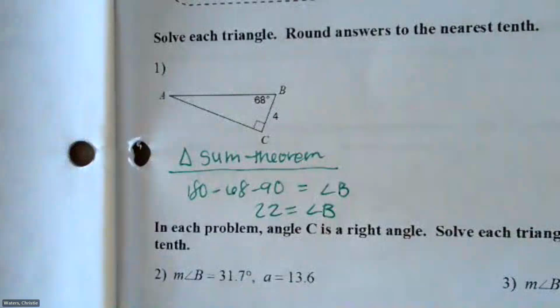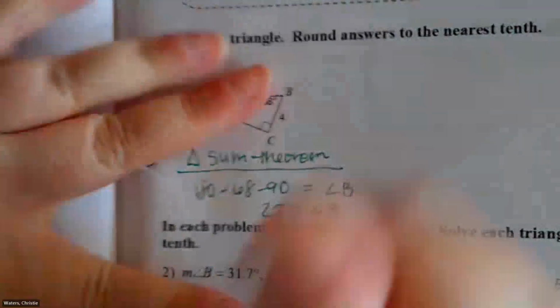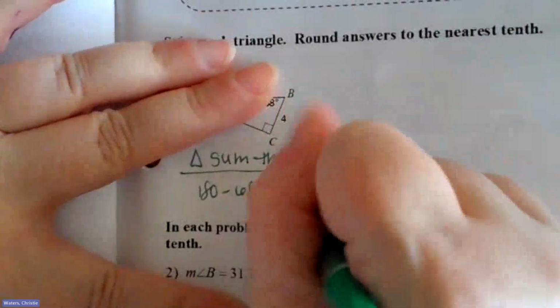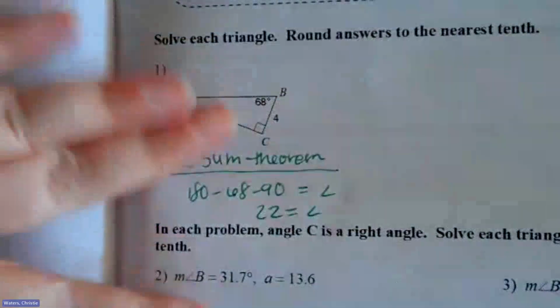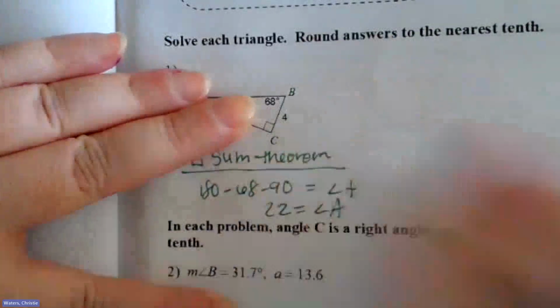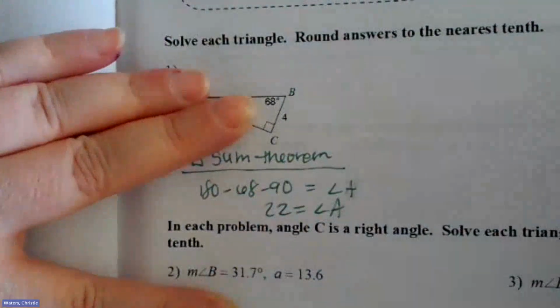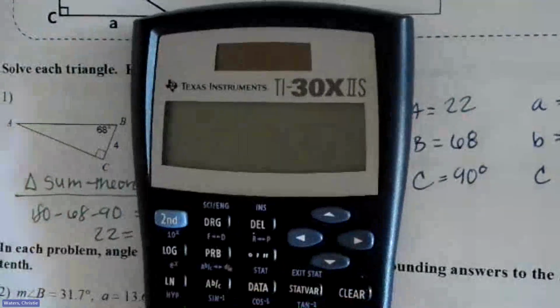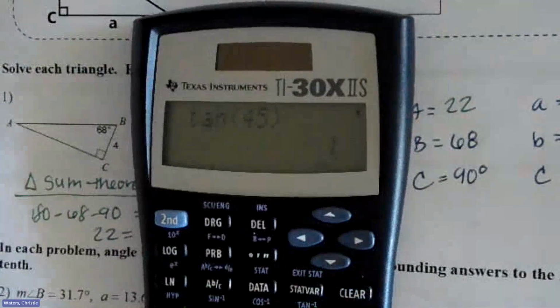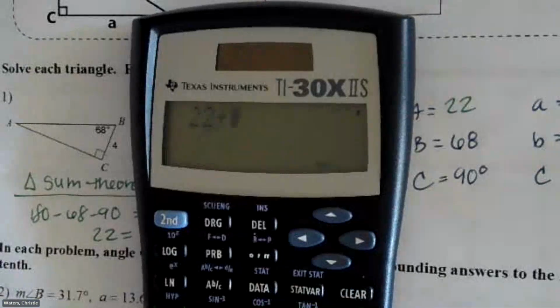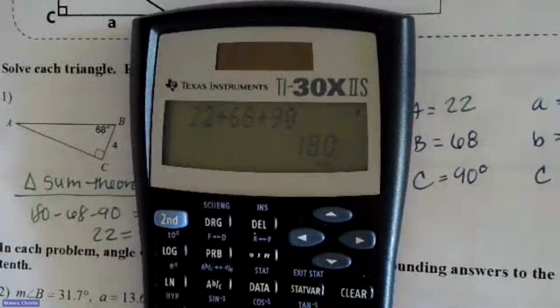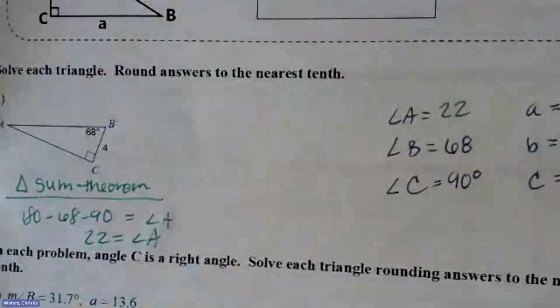Oops. Angle A, not angle B. Okay, so now we know angle A is equal to 22 degrees. I'm just going to check real quick and make sure I didn't make any mistakes there. So I'm going to add these all together and make sure it adds up to 180. And it does. Okay, angles are good to go.